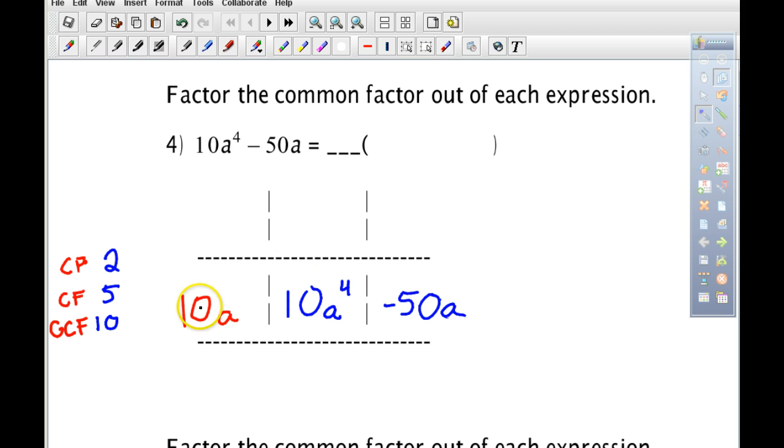And again, we can work backwards. 10a times what is 10a to the 4th? And we can get our 10a times what's negative 50. We can get our factors. 10a is a factor, and so same process, just working it backwards.